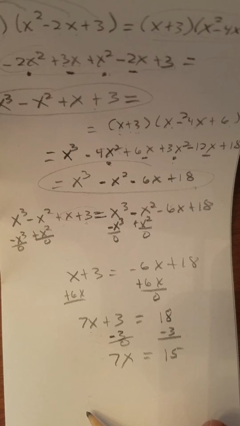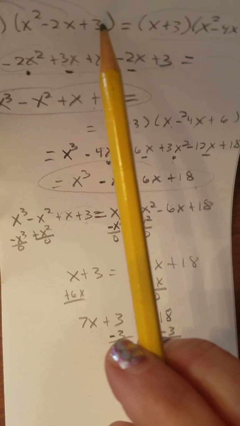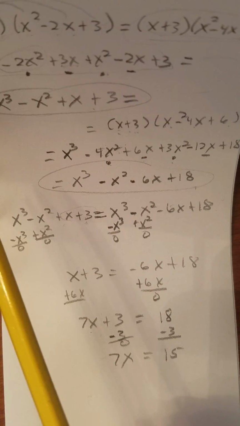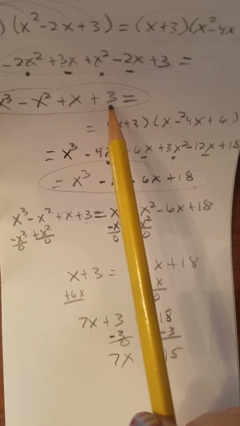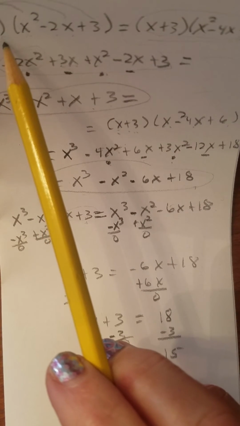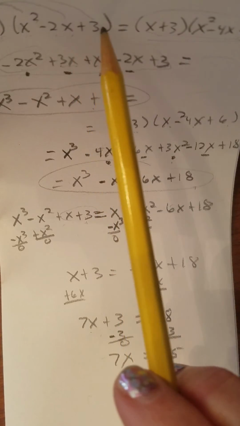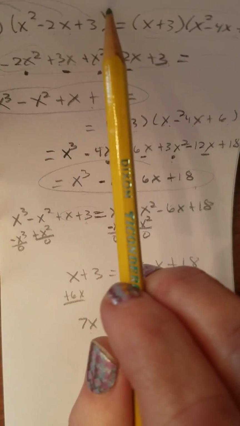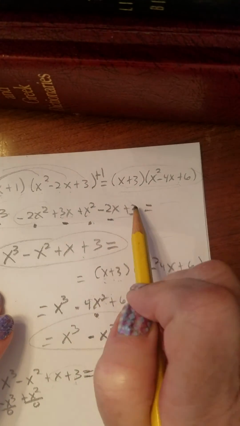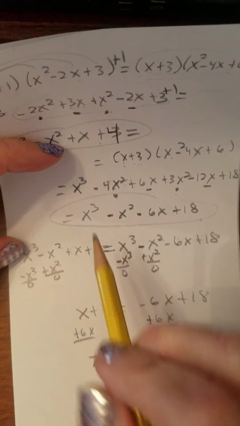Did I write something wrong? I want to make sure that I didn't write something wrong here. So x plus 3. This should have been a 4, and I don't know why. Let me just double check. I might have made a mistake here in writing my original problem down. X plus 1, x minus 2x plus 3. Oh, I did. My original problem had a plus 1 over here on the end. I apologize. So this should be 4. All right. So I'm now going to make this 4.